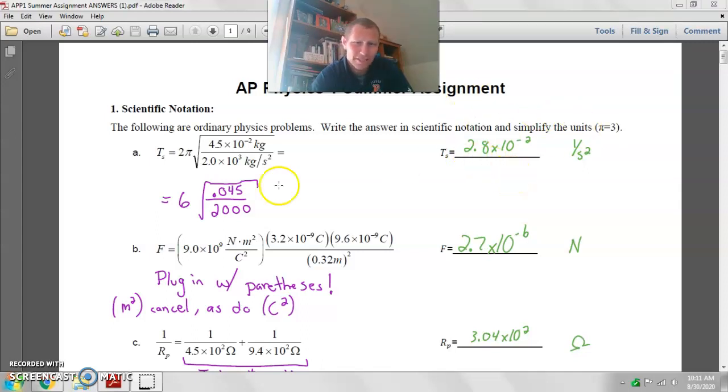And then the second part to this whole assignment is the units. Can you follow what's going on with the units? So here you have kilograms divided by kilograms per second squared. So really the kilograms cancel, but the seconds squared is still in the denominator. So that one's a little tricky, but we will see that.